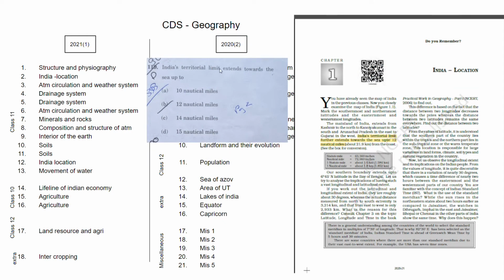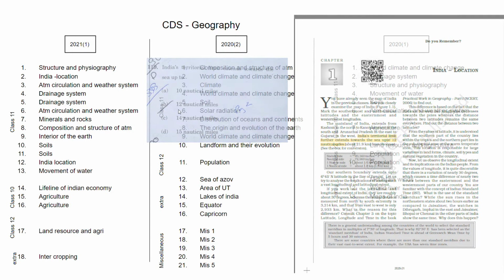Now coming to the next question, India's location. India's territorial limit extends towards the sea up to. Now here's a screenshot from India location. India's territorial limit further extends up to 12 nautical miles. So it is in the option. So 12 nautical miles is the answer.